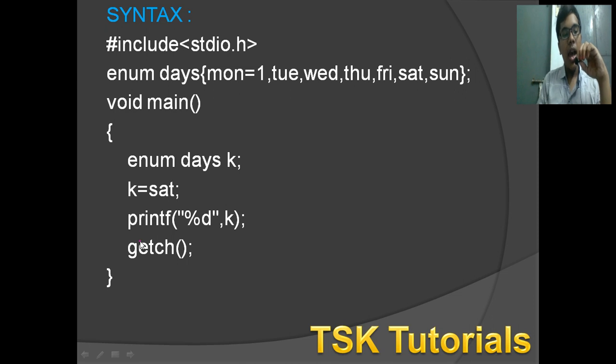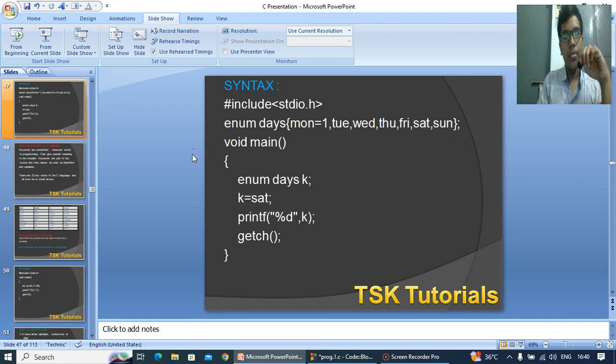Whatever the output is, it is a number, because that's an integer. The place occupied by Saturday must be an integer. It is %d, and the value is stored in a variable k. That's it. Now let's check this code.